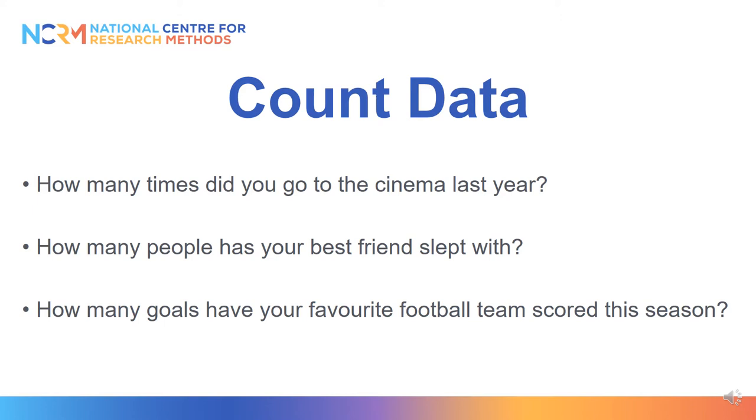number, i.e. an integer. The number must be positive because you can't have -2 visits to the cinema. And it must be a whole number because you can't make a 3/4 or 0.75 visit to the cinema. Similarly, sexual partners and goals are also counted in positive whole numbers rather than as fractions or decimals.